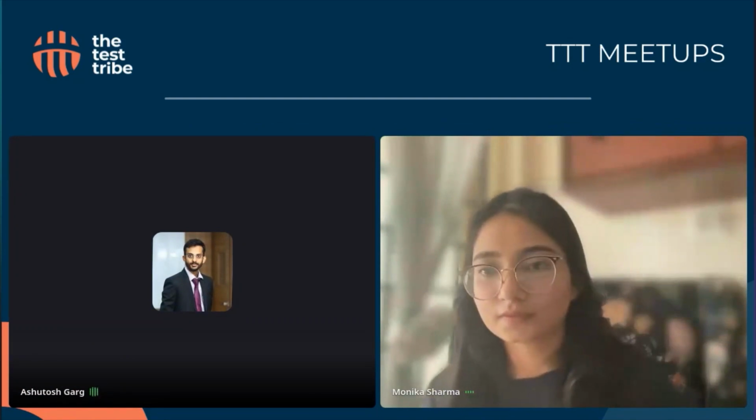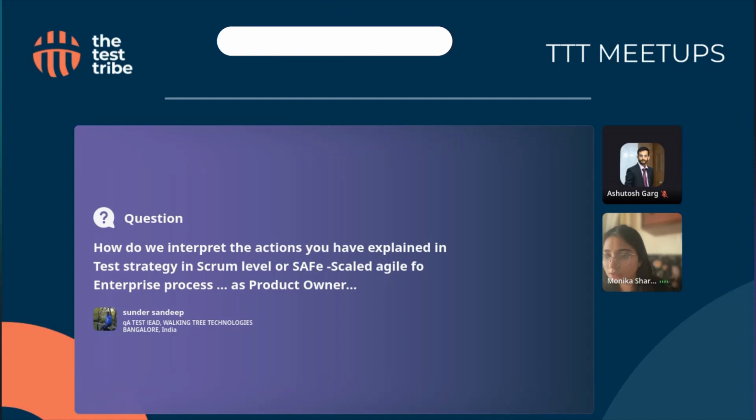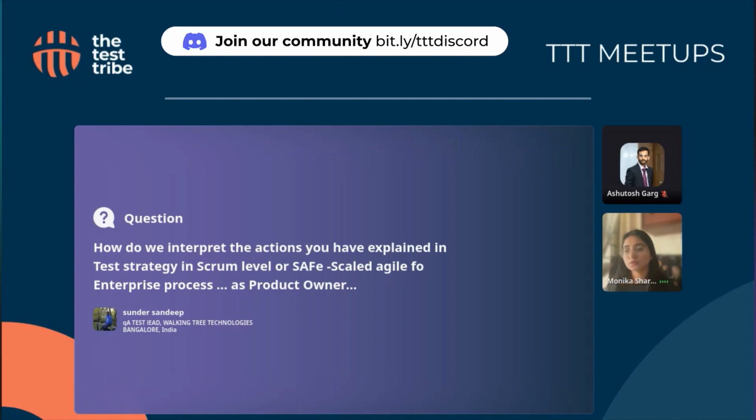I think this is a question from Sundar. He's asking, how do we interpret the actions you explained in test strategy in Scrum level or SAFe scaled agile enterprise process, as product owners? How do you interpret the actions you have explained in test strategy in Scrum level or scaled agile, as product owners?